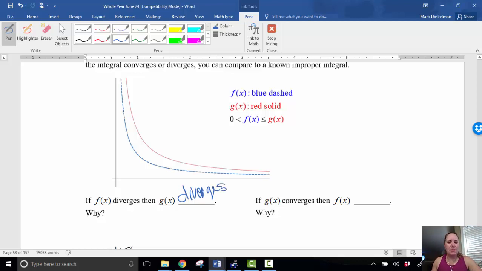Well, let's say it's the opposite. Let's say that red line, that red curve, g of x converges, so it's finite. Let's pick a number. Let's say it's 7. So this is 7, and we're wondering about f of x. Well, since it's less than something that's 7, it must also converge.